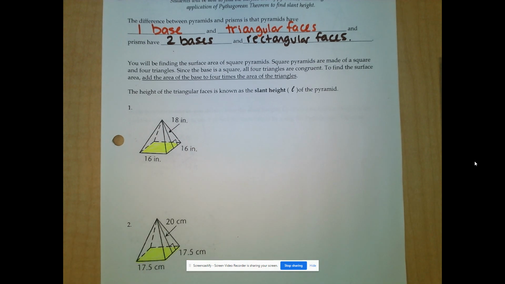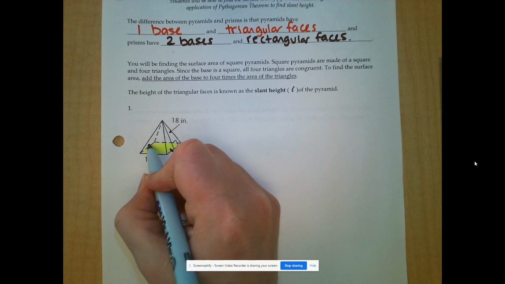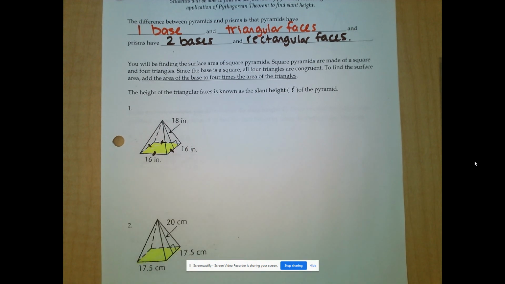Sometimes a square base will also have tick marks, and they might only label one of the four sides instead of labeling two to prove that it's a square, 16 by 16. Sometimes they only label one and then use the tick marks. It's a square with four congruent triangles. To find the surface area, add the area of the base to 4 times the area of the triangles.